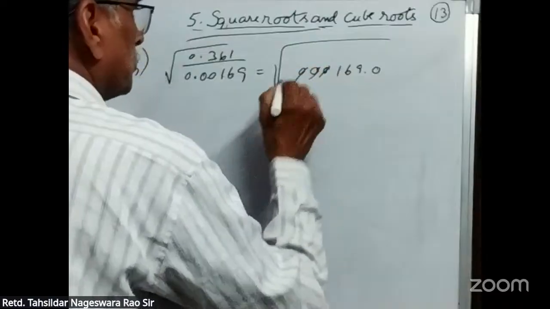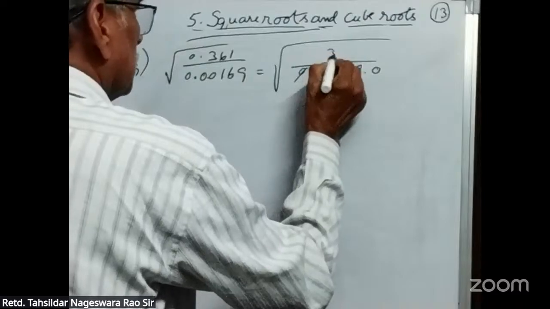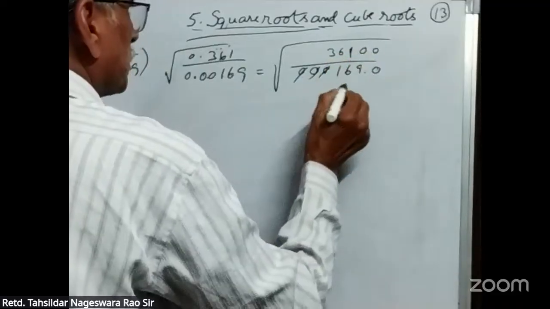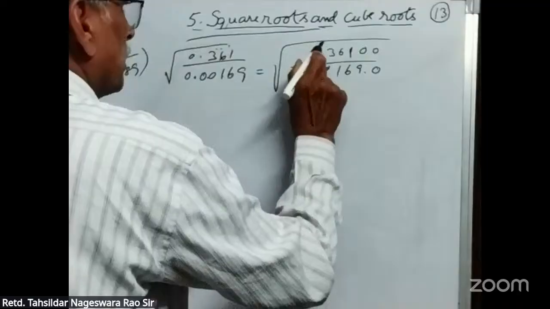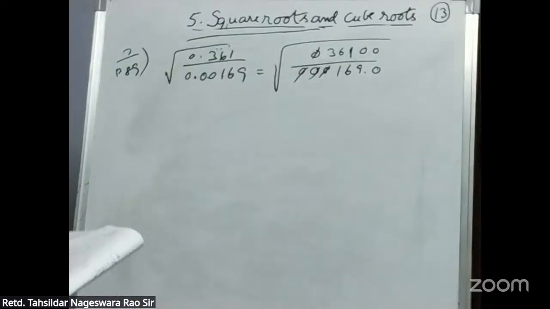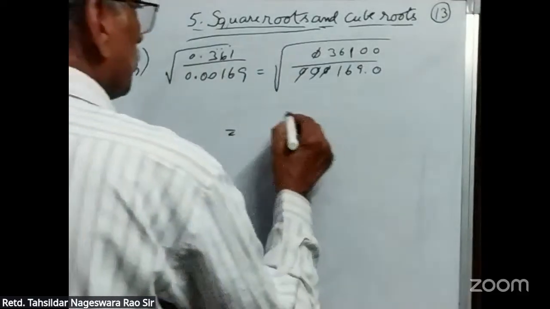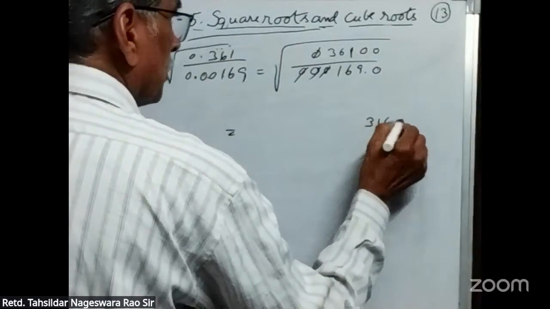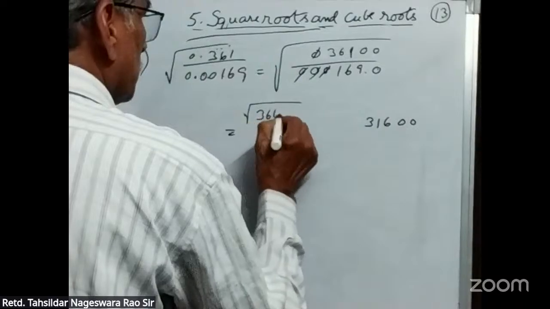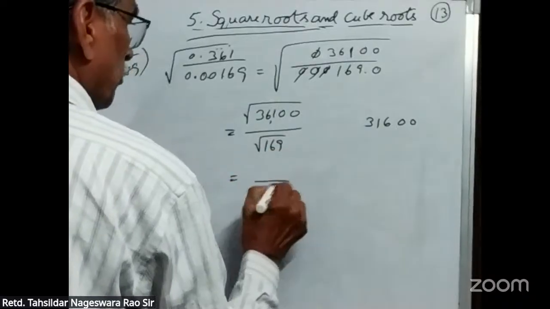So these we have no values. Numerator will be again 5 places. 361, 1, 2, 3, and 2 zeros, 5 places. Then what? No point will be here. This 0 has no value. 361, 0, 0. Again square root. That means square root of 36,100 by square root of 169. This will be 13, of course.